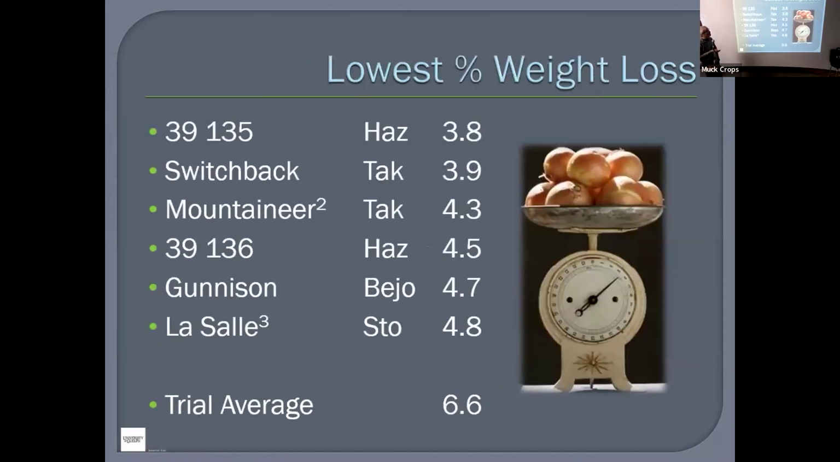Ones that had the least amount of weight loss from when they went in to when we did the evaluation: number of variety from Hazara at about 3.8% weight loss, Switchback, Mountaineer, another number of variety from Hazara, Gunnison, and LaSalle. Some of these names are known to be more of a storage onion. The trial average was 6.6, so there wasn't a ton of weight loss, yet the sprouting was a big concern in the trial.